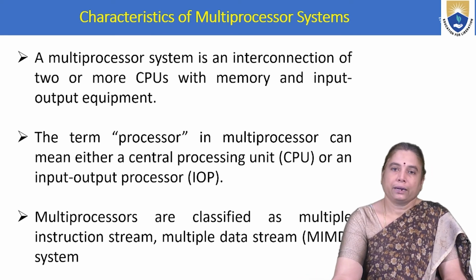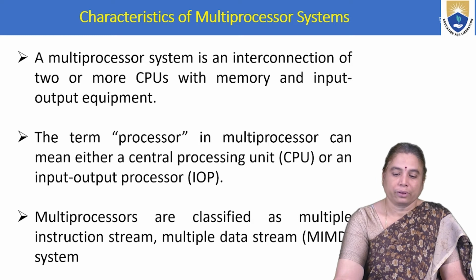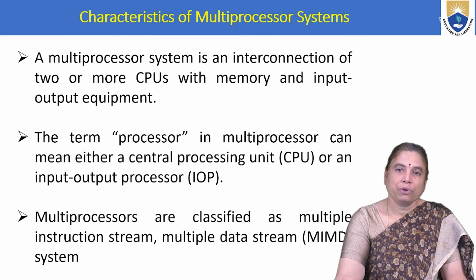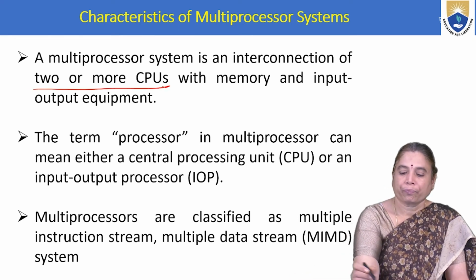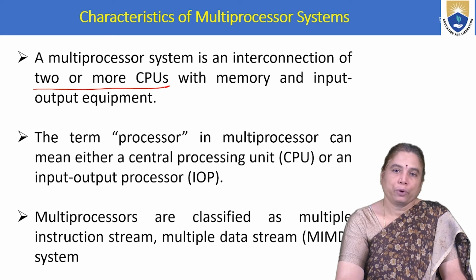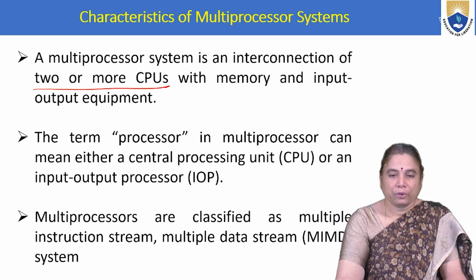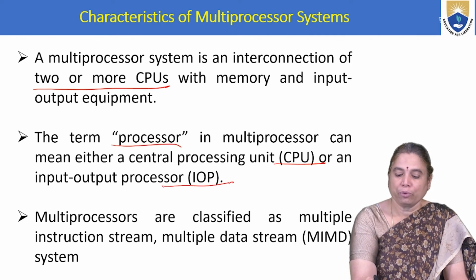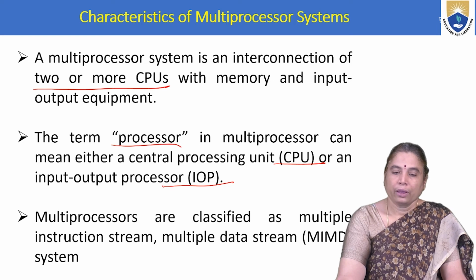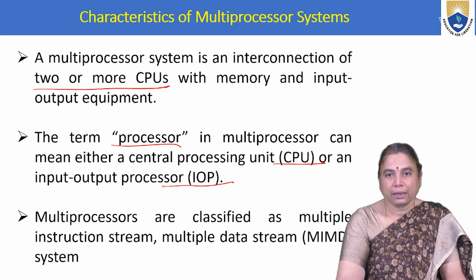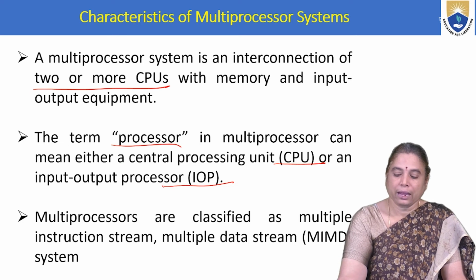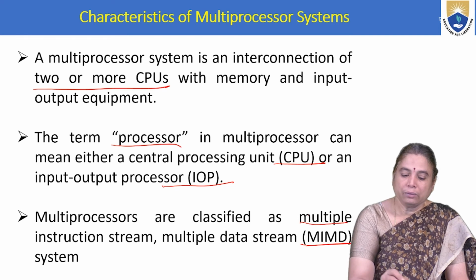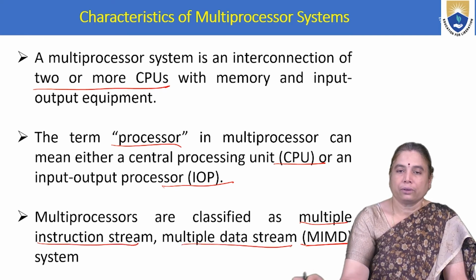What are the major characteristics of a multiprocessor system? A multiprocessor system is an interconnection of two or more CPUs with memory and input-output equipment. Here the processor is not only the CPU, it can be the input-output processor also. And it comes under the category of Flynn's classification MIMD, which can support multiple instruction streams and multiple data streams.